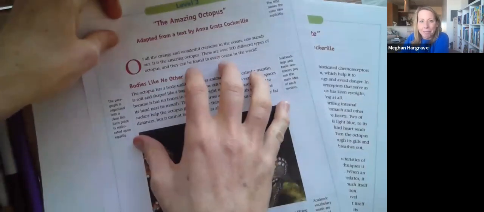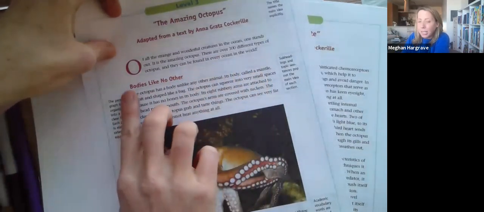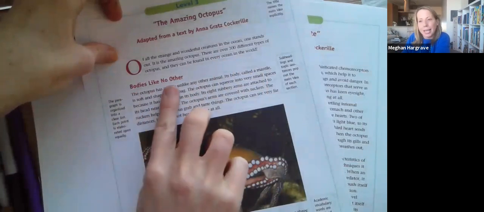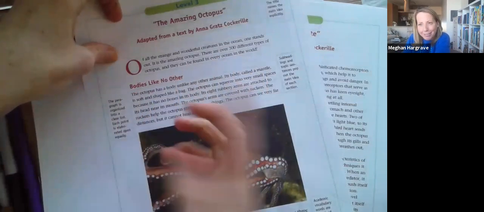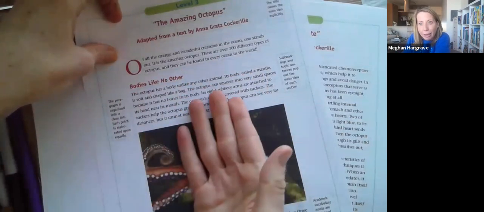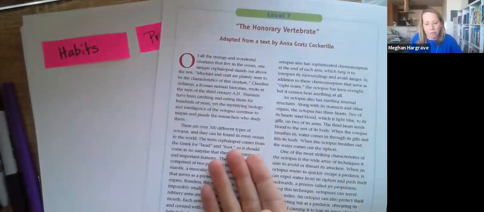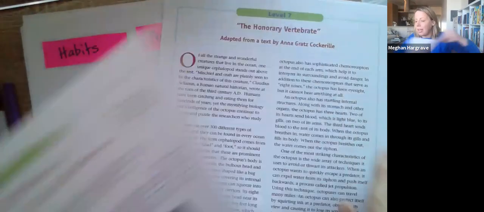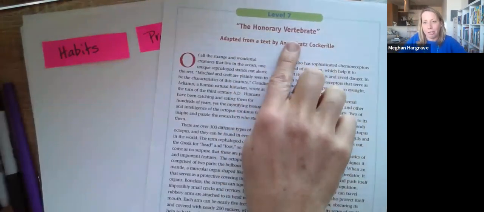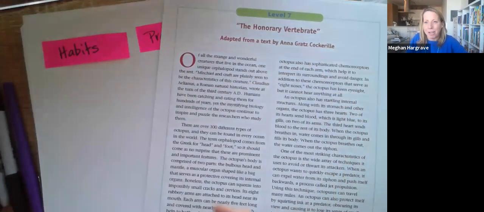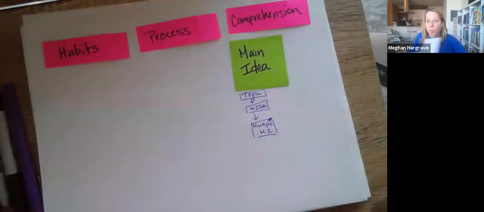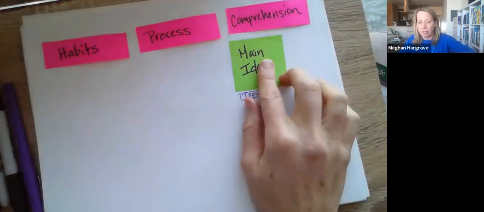So I can read The Amazing Octopus and I can say, octopi have bodies like no other. There's my main idea, right? Like the main idea is right there. It's in the text, versus here, I'm going to have to do a lot more reading. I even look at the title here, The Amazing Octopus, and it's very different than the honorary vertebrae in terms of coming up with the main idea. So one major category of what we teach inside of nonfiction is main idea.